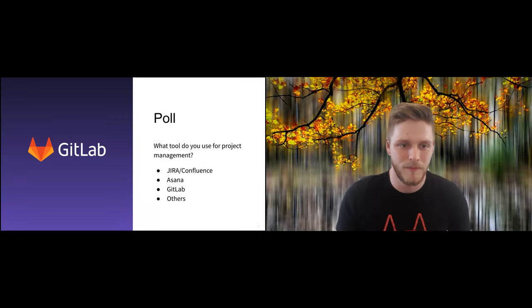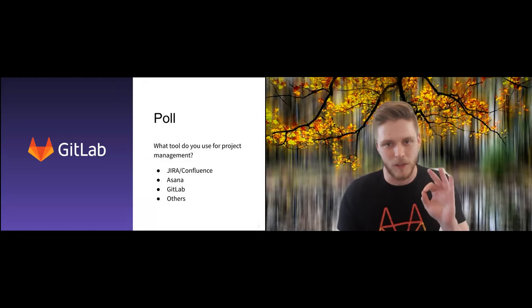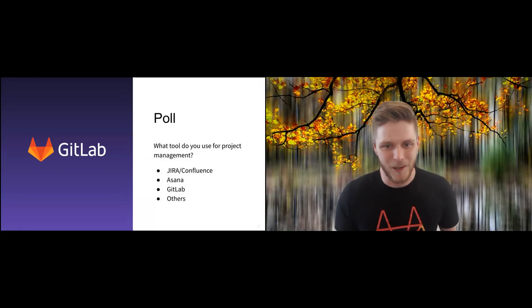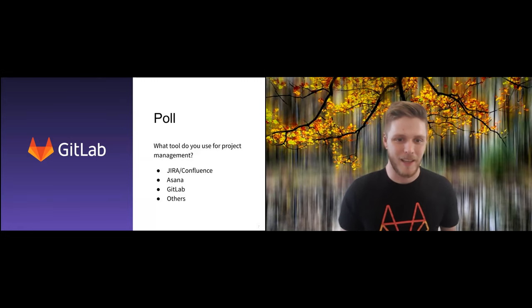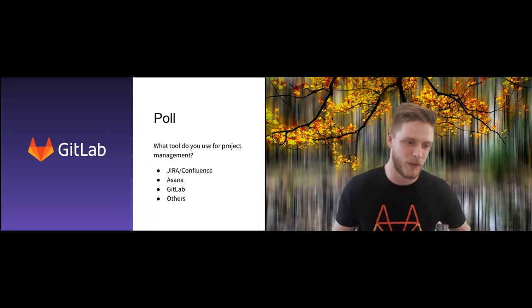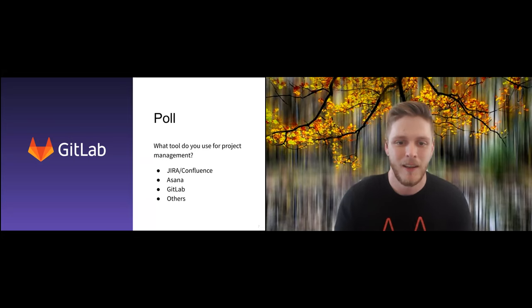So the next poll we've got here is asking what tool you currently use for your project management. So this is looking specifically at the tooling. So we've got Jira and Confluence, and already they're off to a flying start as expected, but then the other ones, we've got Asana. And then if you're already using GitLab Agile Planning, or if you're using another tool, your Trellos or something like that, let us know.